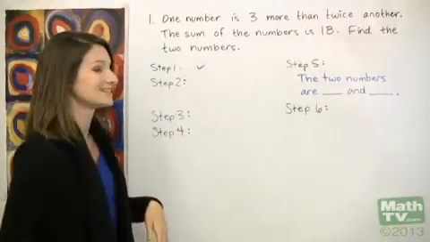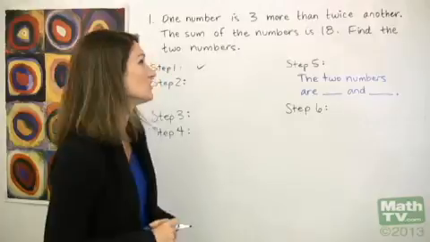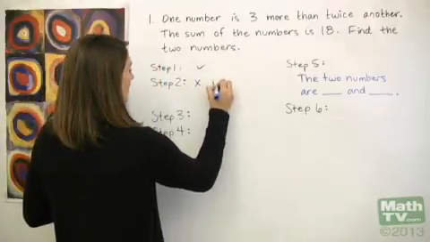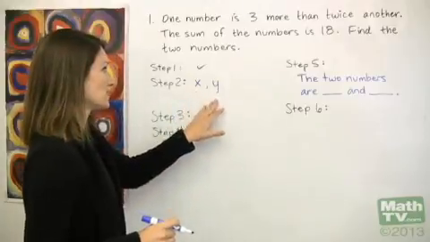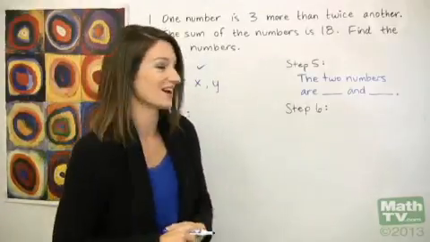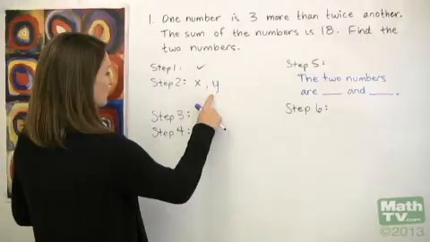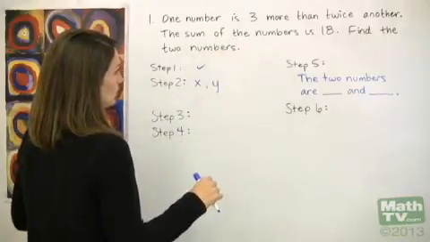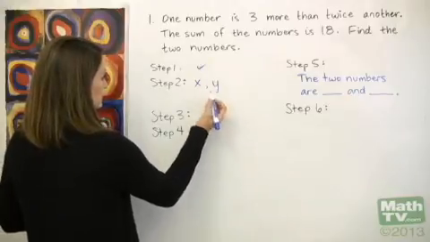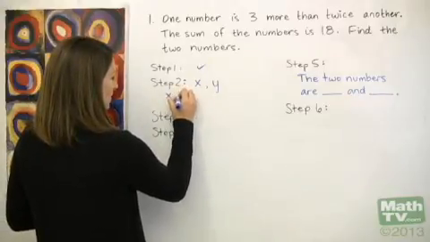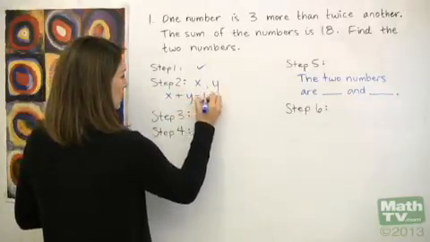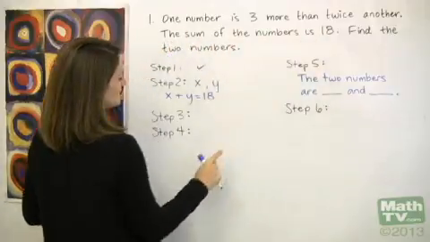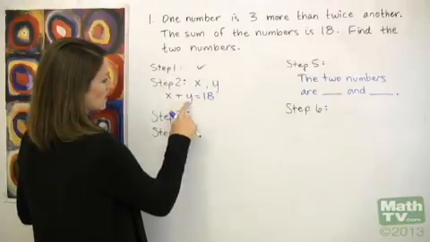Step 2, we need to assign some variables to these unknowns. So let's assign the variables x and y. So each represent one of our numbers that we need to find out. Now we can use these variables and translate the rest of the information into a few equations. So we can say that x plus y equals 18 because the problem says that the sum of the numbers is 18, so x plus y is our sum.